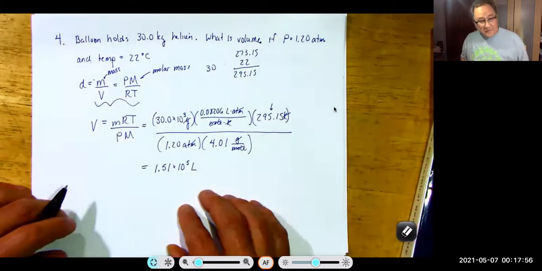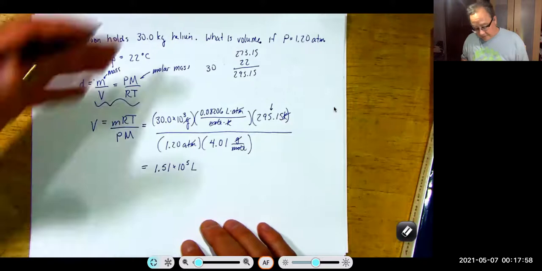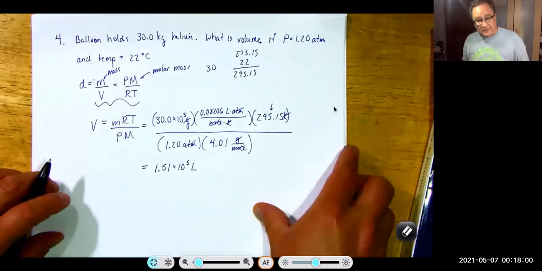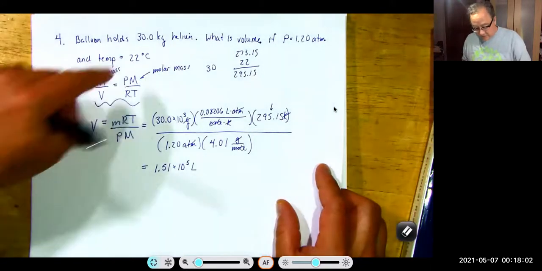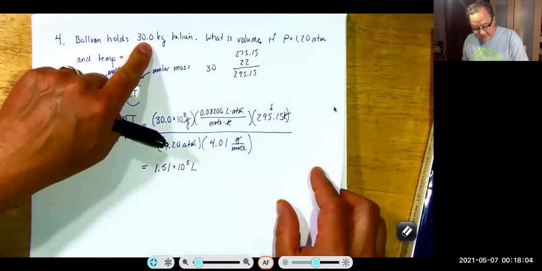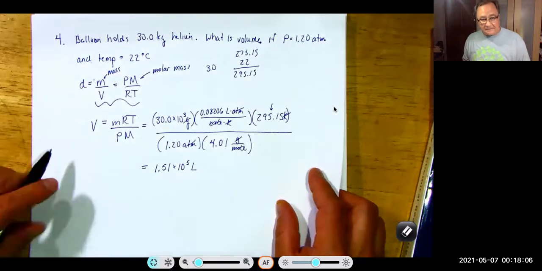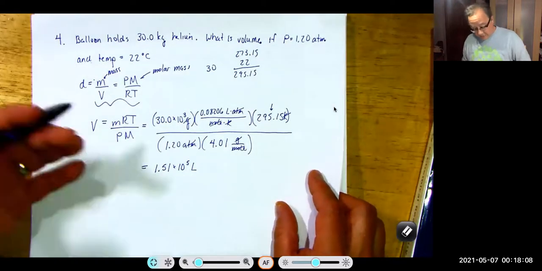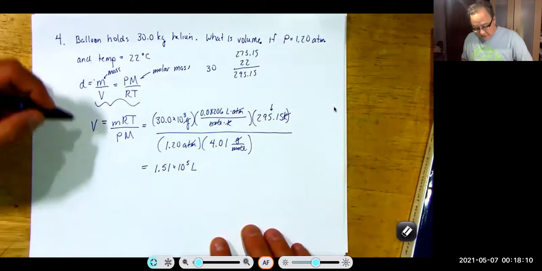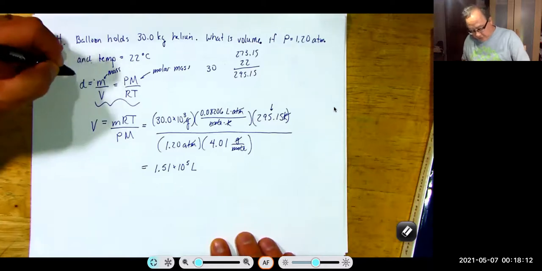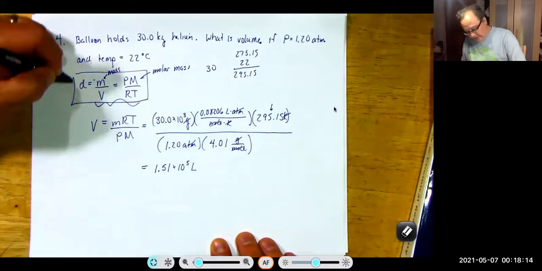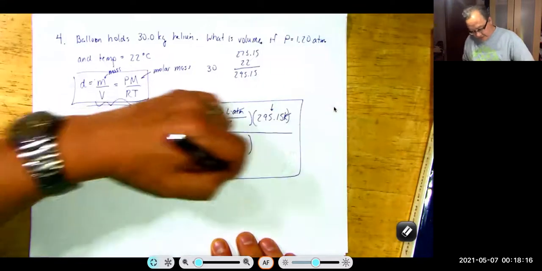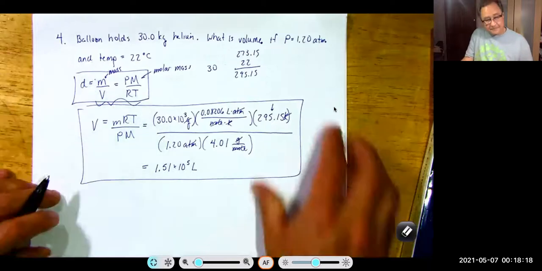So that's a pretty big balloon for 30 kilograms of helium. But I guess that's what's to be expected, because we're talking about 30,000 grams of helium. So maybe that's not a big balloon. It'd be nice if you showed me this equation to begin with, and then this, and the final answer.